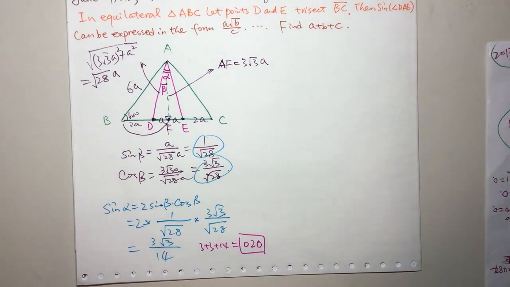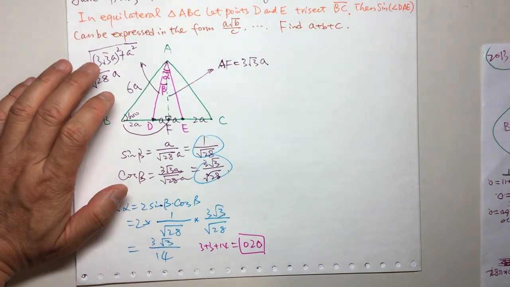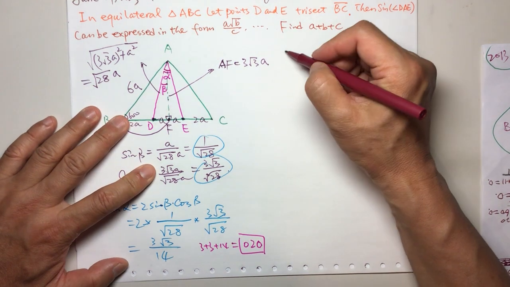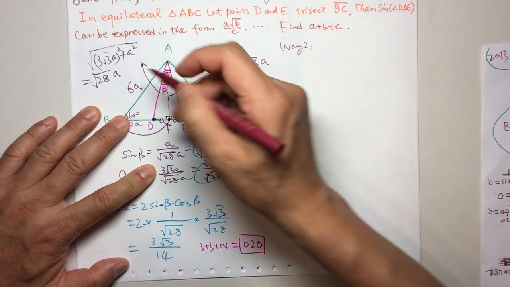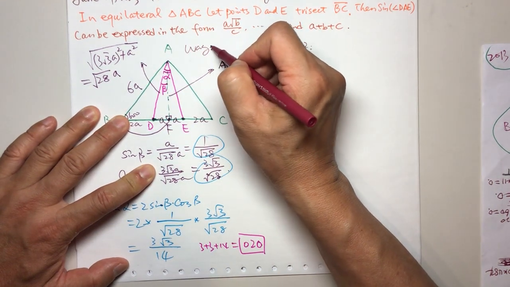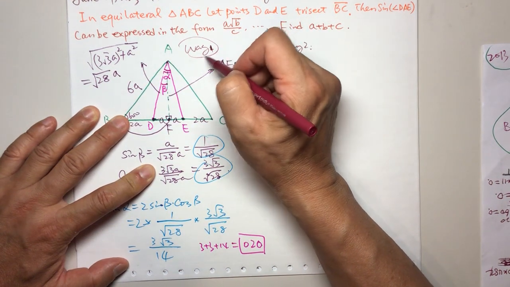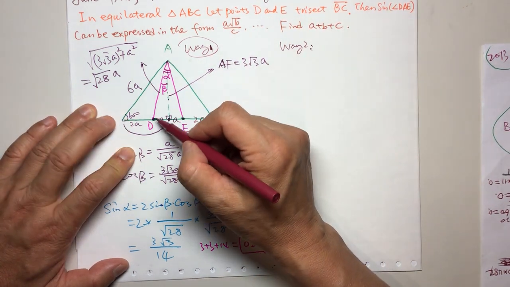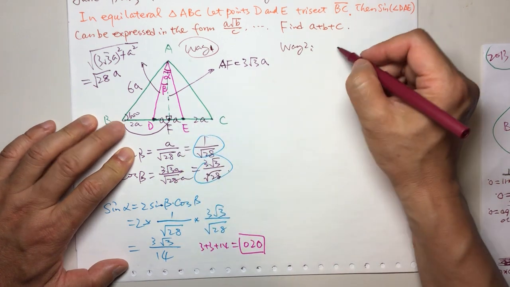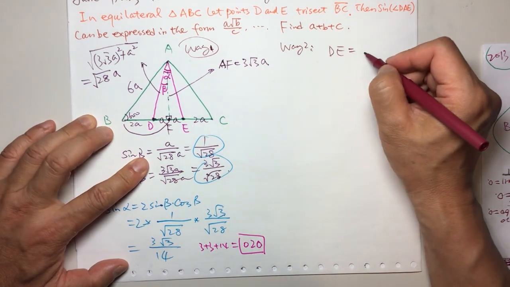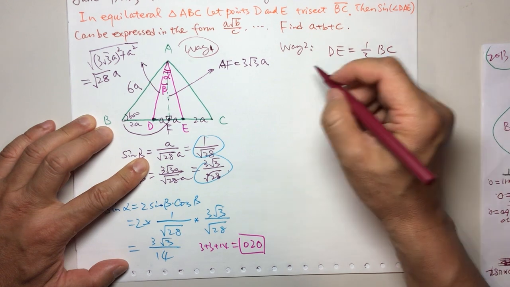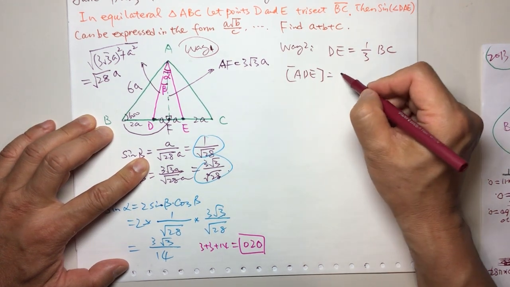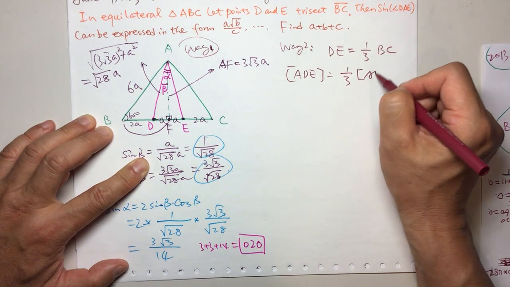We are done. Then I thought about another idea, version 2, right? That was version 1. Now for version 2, we can use the area, right? Because this DE is just 1/3 of the BC. So the area of ADE, this small triangle, will be 1/3 of the triangle ABC.